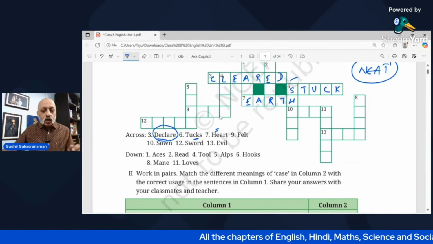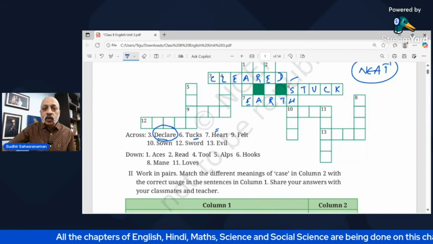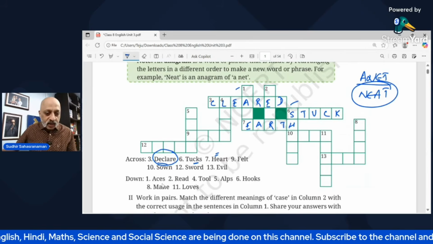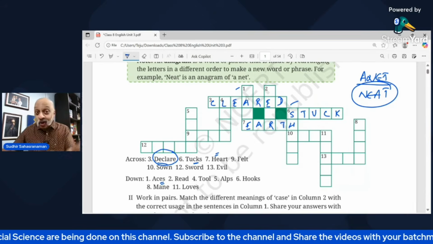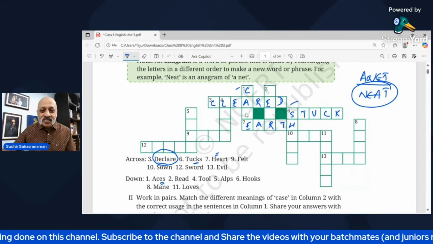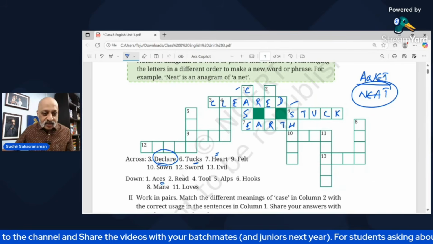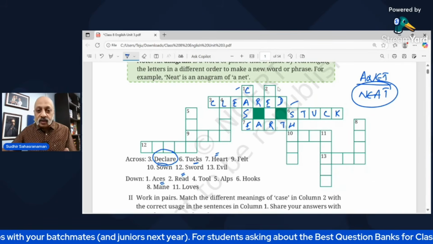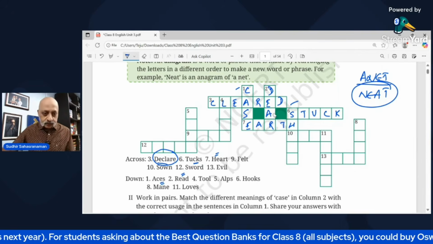Okay, it's always a good idea to, when you do something across, to do the downward so that it becomes a little easier. For example, let's look at one down. The one down is aces. Now here, this is a case of solving a case. So this would become C-A-S-E. Okay, then the second down is read. So what would be the second one for read? It would be D-E-A-R, that is dear.